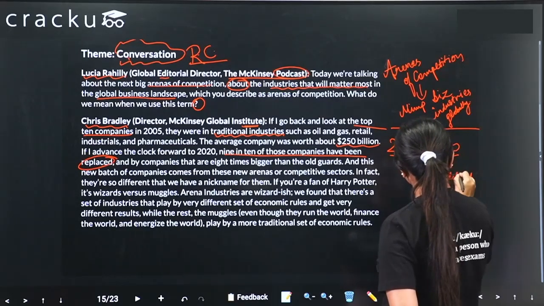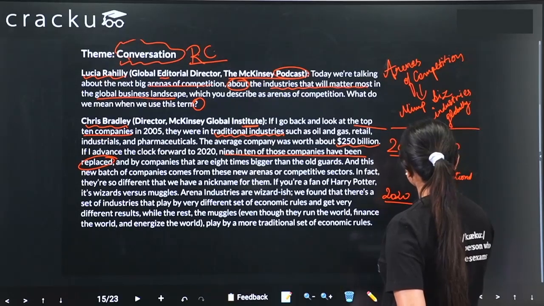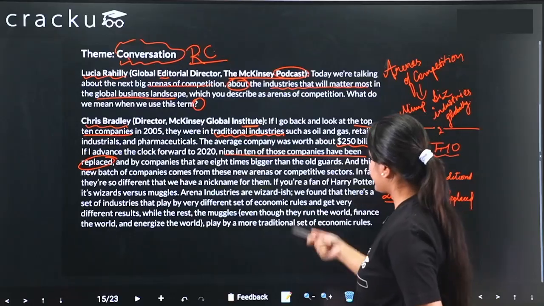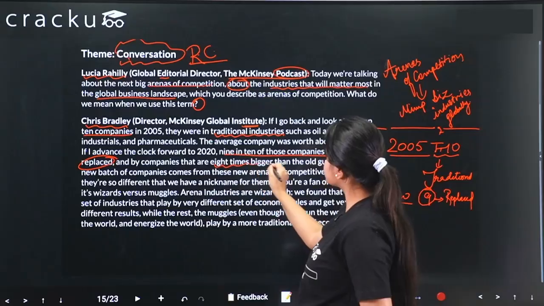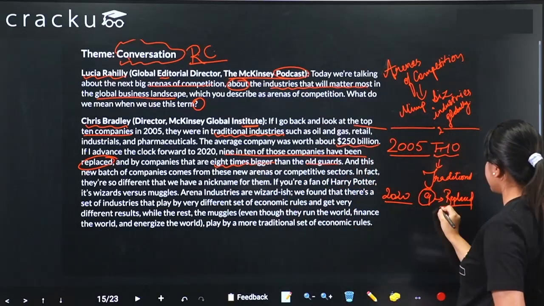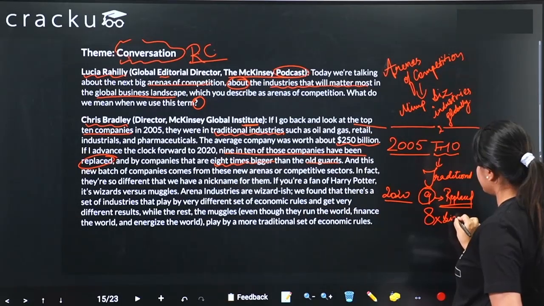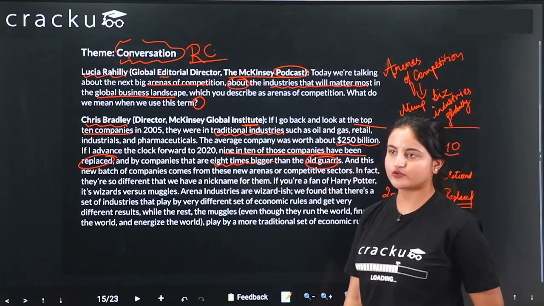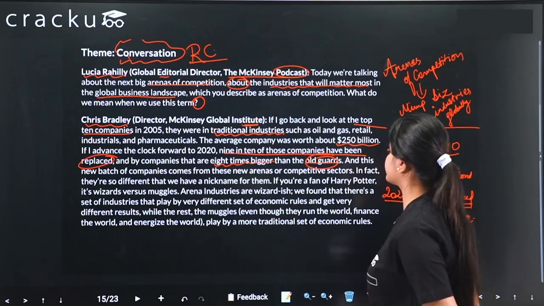Now, if we talk about 2020, 9 of these top 10 companies are replaced. And by whom? Let's see. They are replaced by companies that are 8 times bigger than the old guards. So this replacement is 8x bigger than the old ones. The old guards are who? The old companies that are being talked of, right? And this new batch of companies comes from these new arenas of competitive sectors.